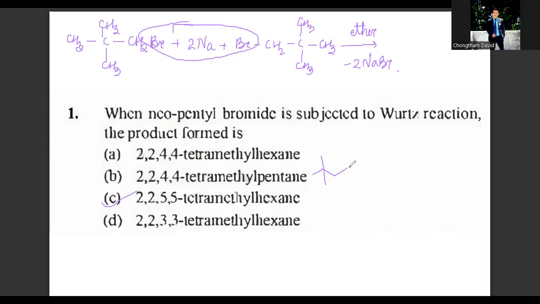Okay, 2 carbon here, and this is the structure of 2,2,5,5, because when you do the counting, this is carbon number 1, carbon number 2, 3, 4, 5, and 6. So 2,2,5,5-tetramethylhexane. Let us move to question number 2.